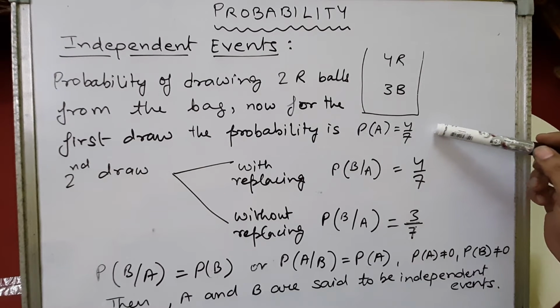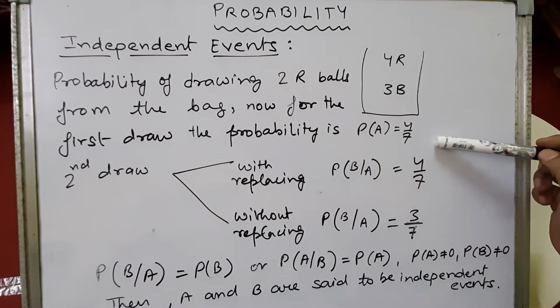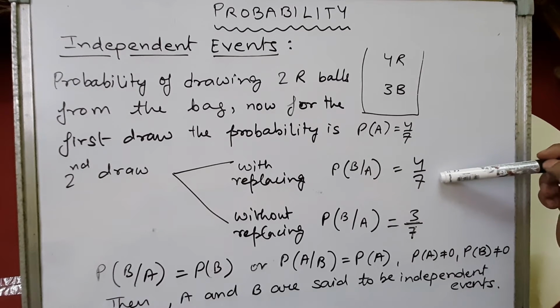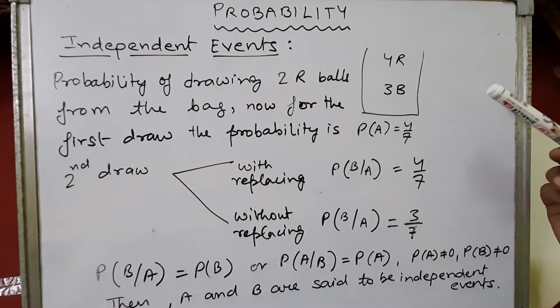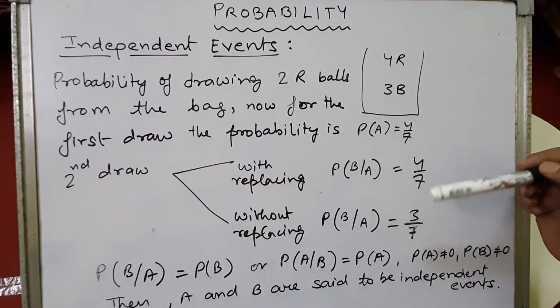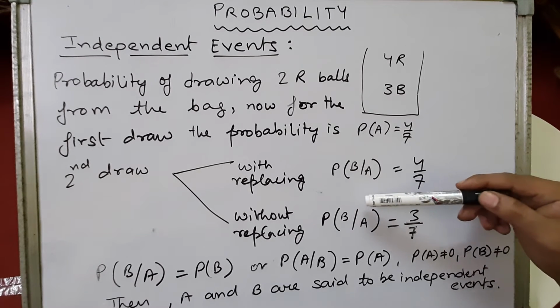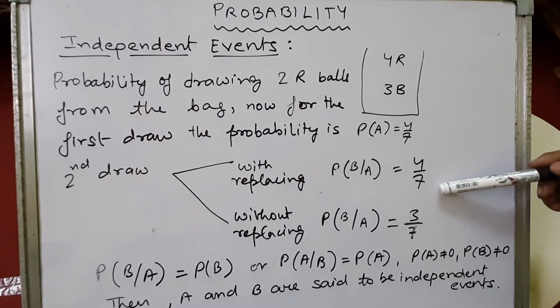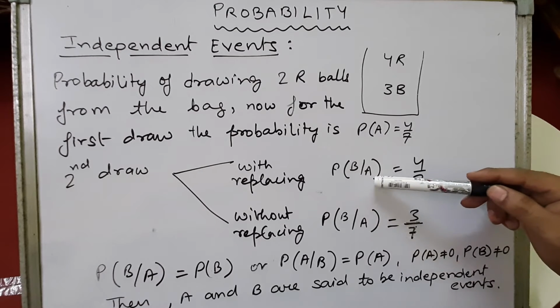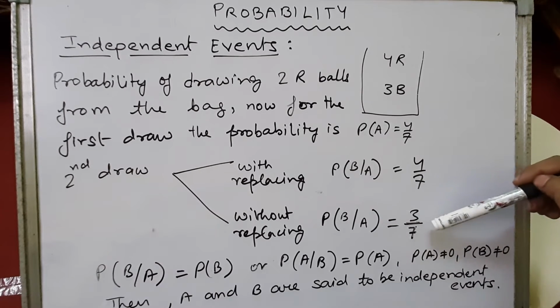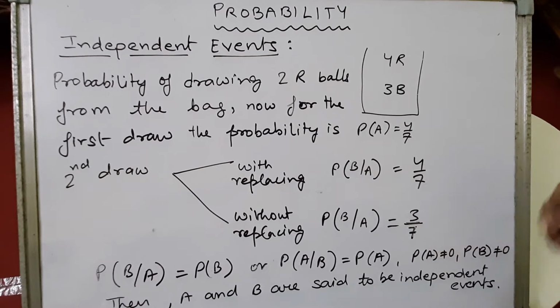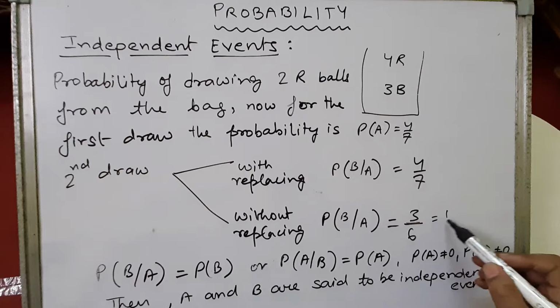Then for the first draw, the probability of getting a red ball is 4 by 7, right? Now for the second draw, if we replace the ball we have taken out, suppose a red ball, and then we have replaced that ball in the bag, then the probability of getting a red ball will be 4 by 7 again, because again in the bag you have 4 red balls and the total number of balls is 7. Without replacement, the number of red balls is 3 and the total number of balls in the bag is 6, not 7. So it will be 1 by 2.